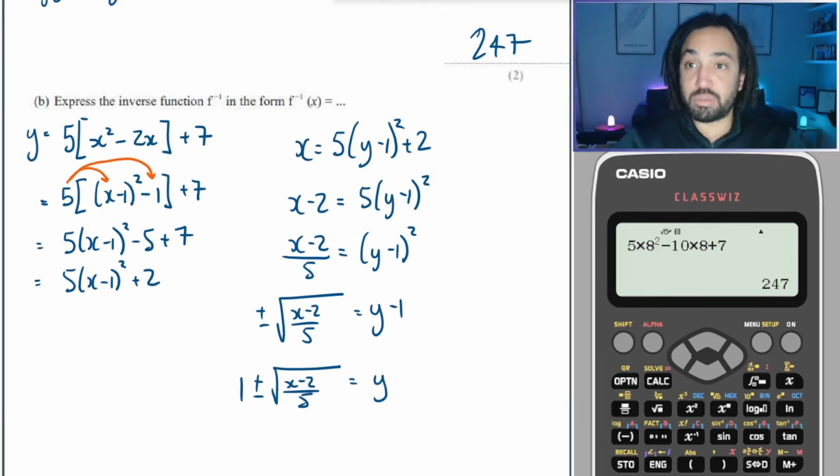Now we've got to select which one. Well, in order to do that, we look at the domain.